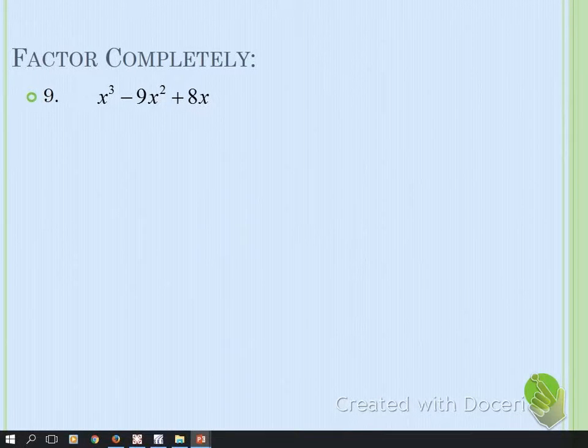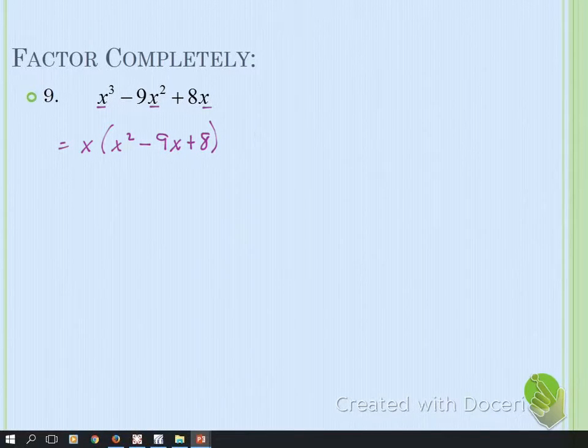Okay. Number 9. We need to look for a greatest common factor first, and if you look, they all do have x's. As a matter of fact, they all have at least one x. So we are going to factor one x out. If I divide x to the third by x, we get x squared. Divide x squared by x, we get x. And if we divide x by x, we get 1. So we're pulling 1x off of all of those terms. And we're left with x squared minus 9x plus 8.